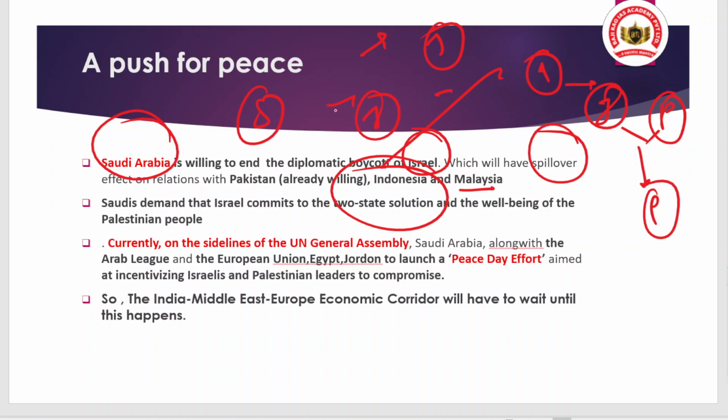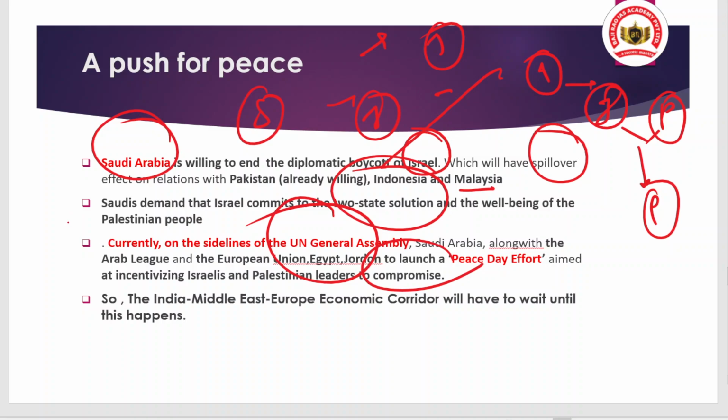And that's why, with the conducting of the United Nations General Assembly, on the sidelines of that, Saudi Arabia along with the Arab League, European Union, Egypt, Jordan, these all are participants, and they may launch a peace effort which is aimed at incentivizing Israeli and Palestinian leaders to compromise and bring peace to this region by focusing on resolving the conflict. So, what is the concluding point here?